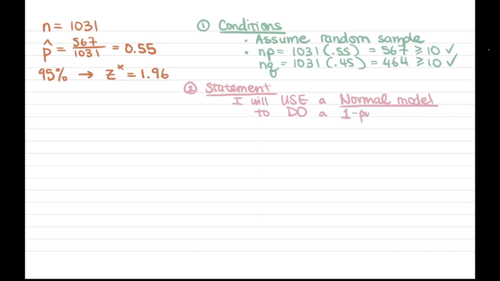1 proportion Z interval. Okay, so let me break that down. The reason why it's 1 proportion is because we have 1 sample. So 1 sample is that first one. Proportion, because we're talking about proportions. Z, because with the normal model, that's all Z scores, so Z. And interval, because we're making a confidence interval. So 1 proportion Z interval is what we will do.